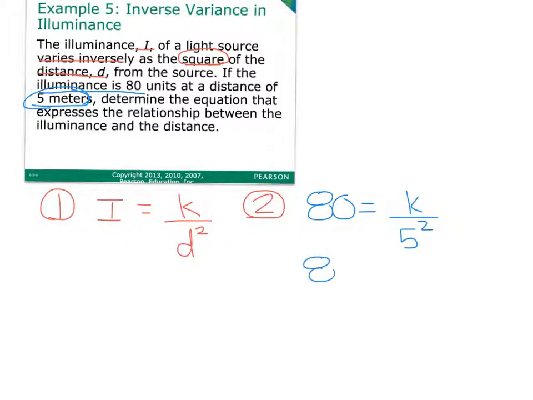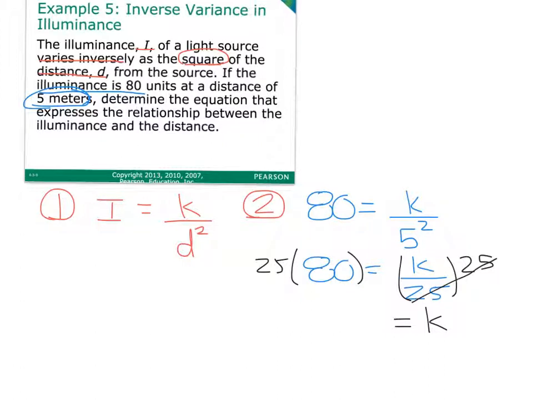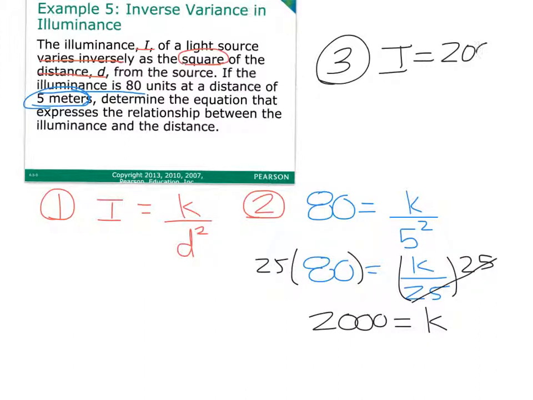Now, first thing you want to do is your exponents. So 5 squared is 25. And then to get rid of your fraction, you're going to multiply both sides of the equation by 25. And this will tell you what your k value is equal to. So we'll take 25 times 80, which is 2,000. And now we can write our equation. So I equals 2,000 over distance squared.